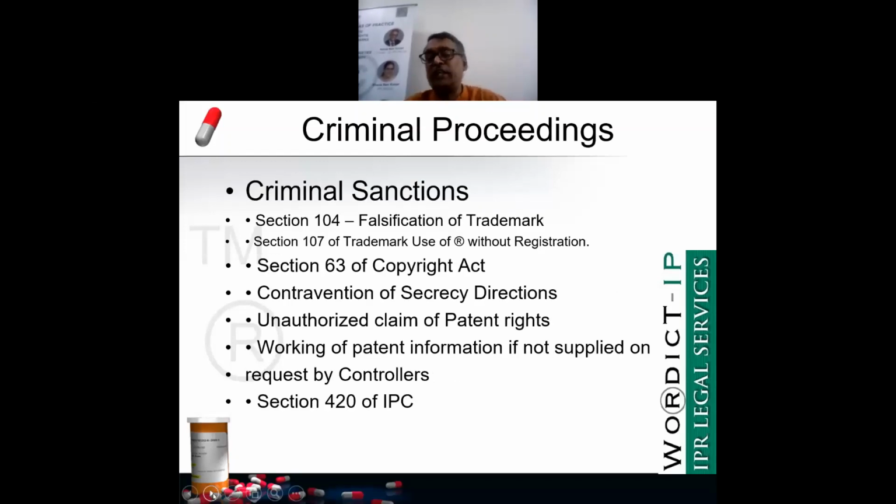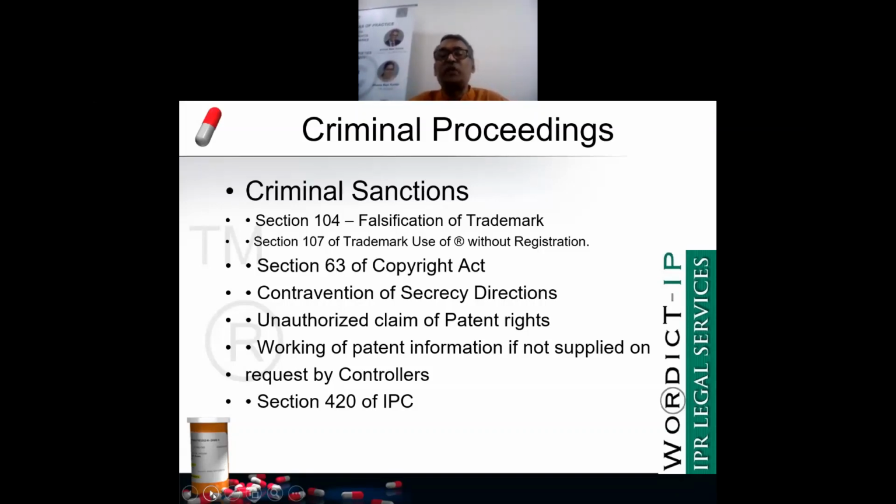Now, criminal proceedings. I've tried to bring everything in one or two slides. Now, section 104, falsification of a mark, I spoke to you. Section 103 is falsifying the mark. Falsification of the mark is different from falsifying the mark. Section 107 is use of R without registration. If anyone is using R for a trademark which has not been granted, then it is an offense.